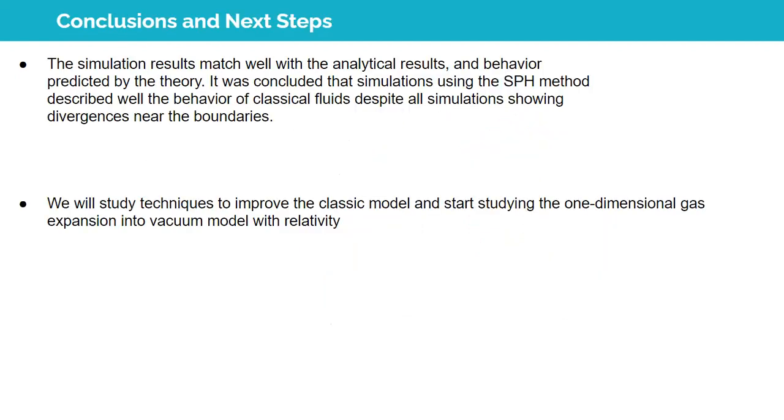In retrospect, we could see that the SPH method works well on describing classical fluids despite the divergences near the boundaries. In our attempts to get better results, we use more particles and a time-dependent smoothing length, which decrease the inconsistency near the vacuum boundary. As for the next steps, we will learn new methods to improve our results and different theoretical methods so that we can put the SPH method to the test again.